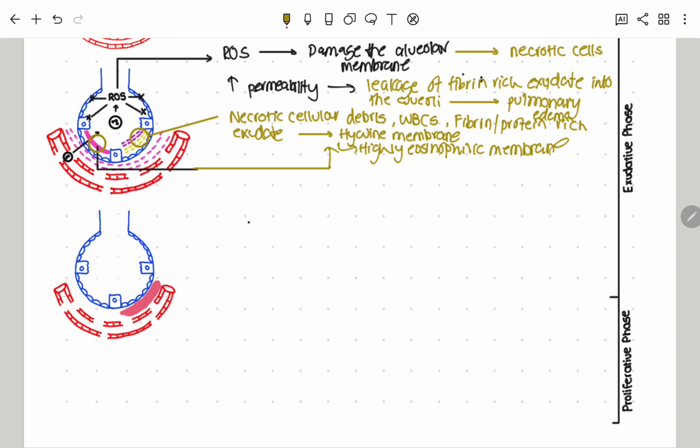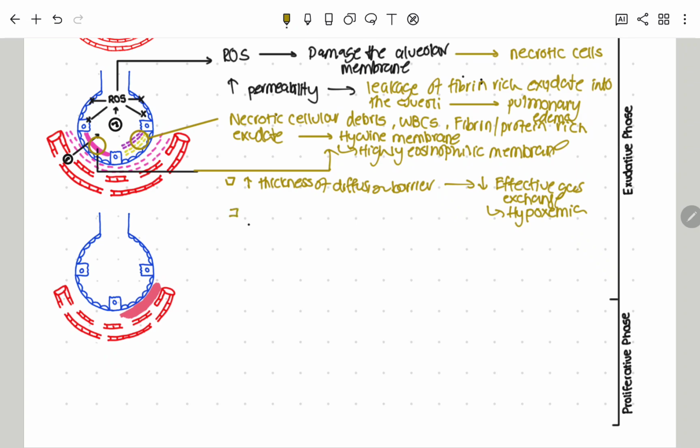Now, what's next is that the issue with hyaline membranes as a whole is that they increase the thickness of your diffusion barrier, which in turn results in decreased effective gas exchange, leading to hypoxemia, which was what we said was one of the complications of acute respiratory distress syndrome.